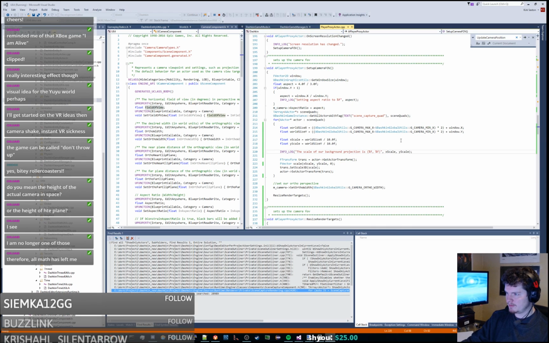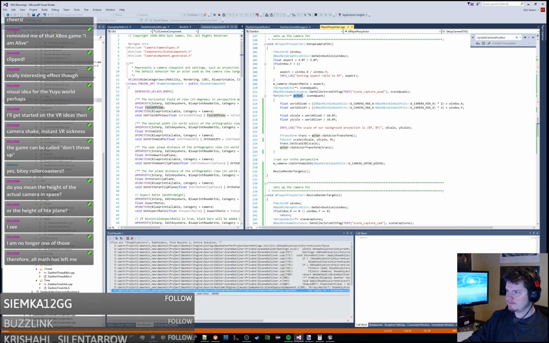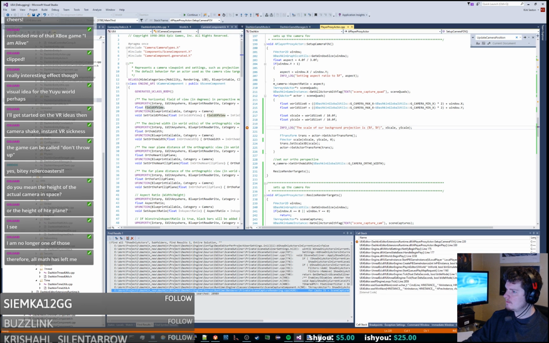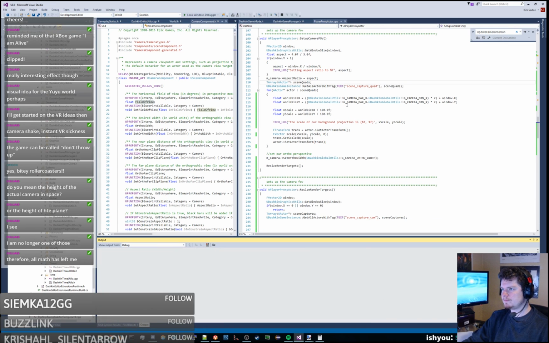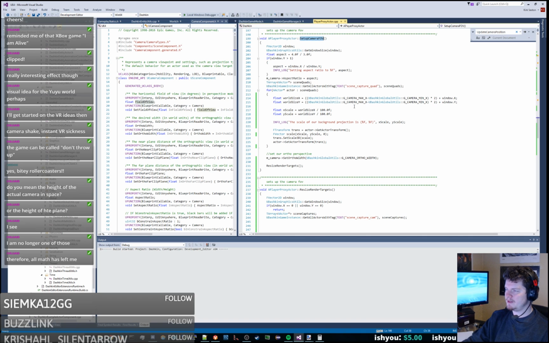Why are we not seeing the printout of the world scales? Scale of our background projection. Yeah, how come we're not seeing this? The scale of our background projection is 305 and 263. So I guess it should be divided by 100. But how come it's not printing it? We're hitting this every frame. Because we're not changing our scales very often. That's why. Alright, makes sense.